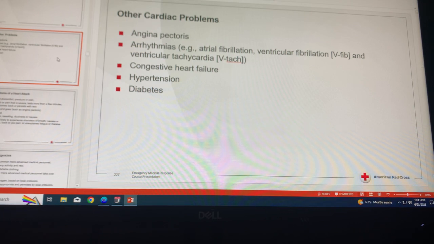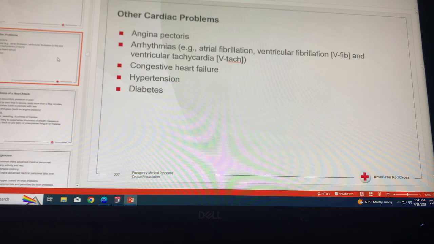Next is arrhythmias. Arrhythmias are electrical disturbances in the regular rhythmic beating of the heart. Some people have heart arrhythmias that do not cause problems, and for others, they can indicate a more serious problem that leads to heart disease, stroke, or sudden cardiac death.